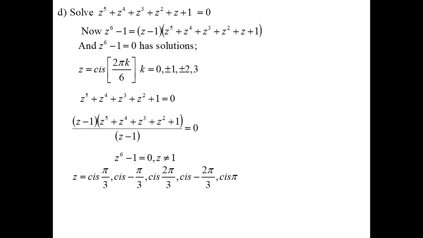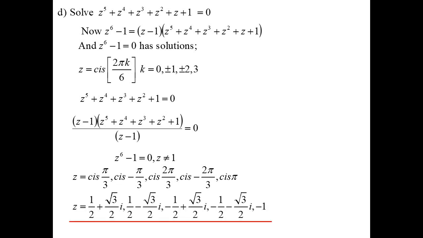Now, some of these we can work out. Actually, all of these we can work out. They're all exact value ones, aren't they? There are all the solutions to this equation. So, playing with the roots of unity.